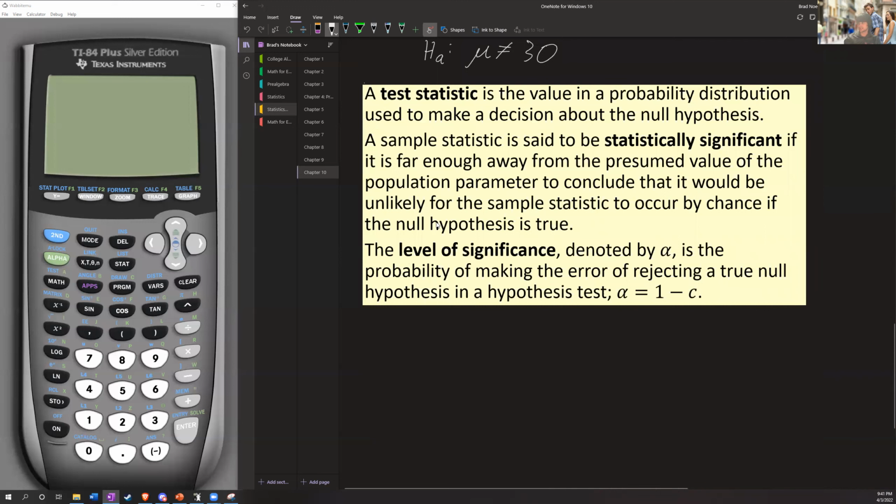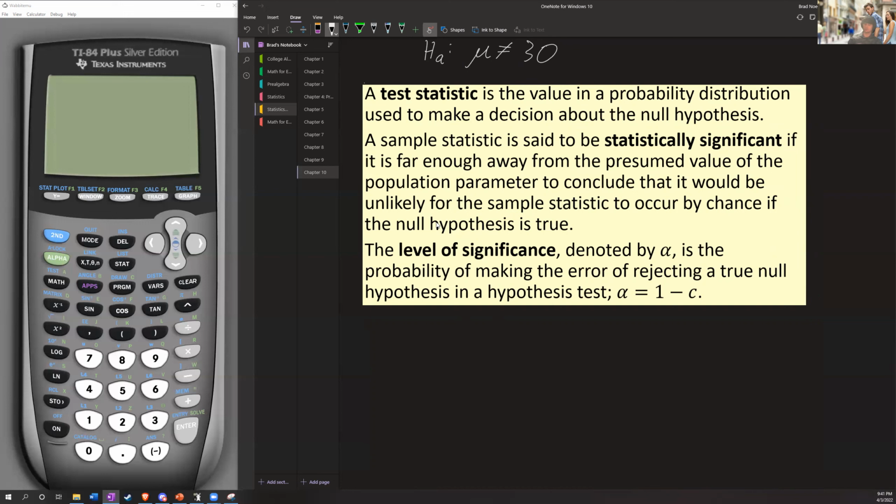A test statistic is the value in a probability distribution used to make a decision about the null hypothesis. A sample statistic is said to be statistically significant if it is far enough away from the presumed value of the population parameter to conclude that it would be unlikely for the sample statistic to occur by chance if the null hypothesis is true. The level of confidence denoted by alpha is the probability of making the error of rejecting a true null hypothesis in a hypothesis test.